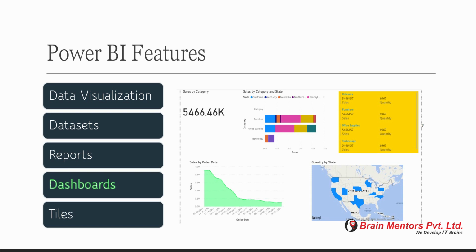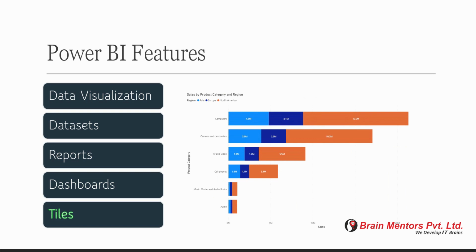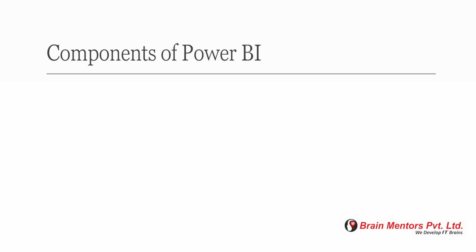And finally, we have tiles. Tiles are nothing but a single visualization found in a report or in a dashboard. So these were the basic Power BI features that you need to understand first. These are the major technical terms that are used in Power BI. Then we will talk about the components of Power BI.